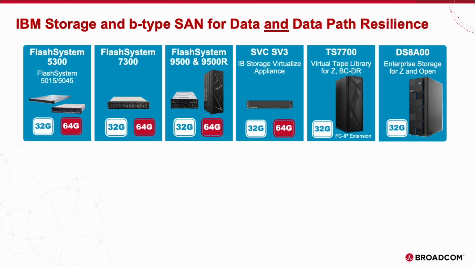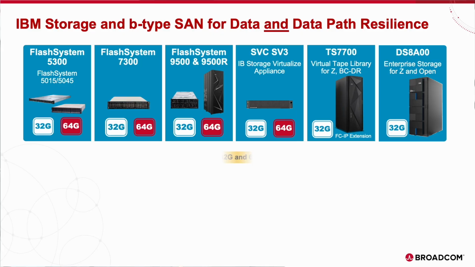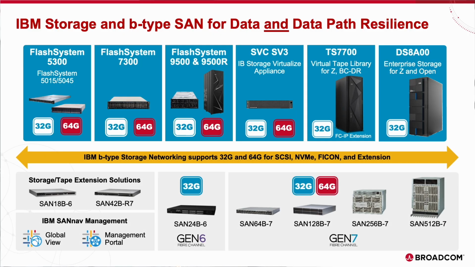IBM offers a full range of storage hardware solutions that include a great degree of data resilience, whether it's the flash system, the smallest flash system, all the way up through the DS8000 product line. They're end-to-end performant, they're also end-to-end secure. But you're gonna need to connect those to something. So when it comes time, I would consider the B-type SAN. Whether it's one of our small Gen 6 switches, all the way up through our Gen 7 directors, our extension solutions, or our management platform, they're all designed with security in mind.